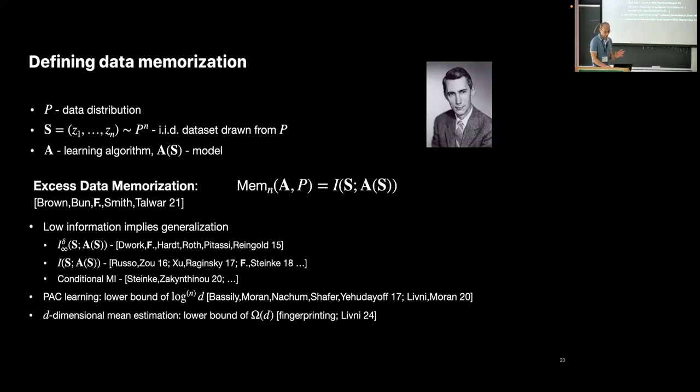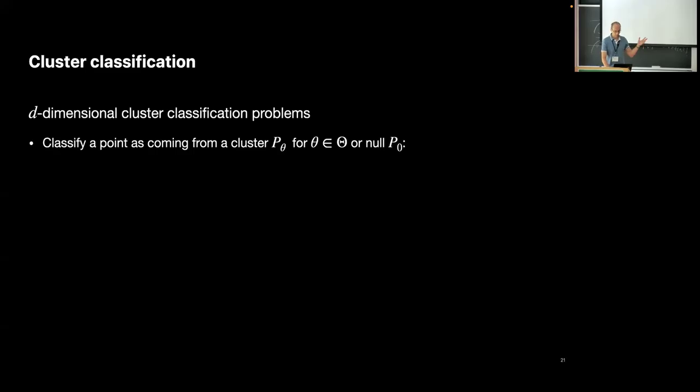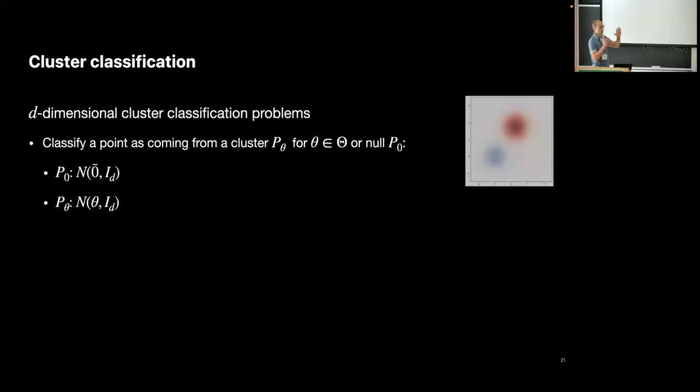So let me tell you about the kind of problems we'll be analyzing using this definition. I refer to them as cluster classification problems. Here again, the goal is to look at the simplest possible problems that distill the phenomena we're interested in. So all problems will have the following general shape. They'll live in d dimensions, and the goal will be to classify a point as either coming from some cluster distribution, P theta, parameterized by parameter theta, or some fixed null distribution, P0. Maybe as an example, think of two Gaussians. The positive examples will be samples from some Gaussian around the parameter theta, and the null distribution is the Gaussian around the origin. And that's the goal, to classify in this problem.